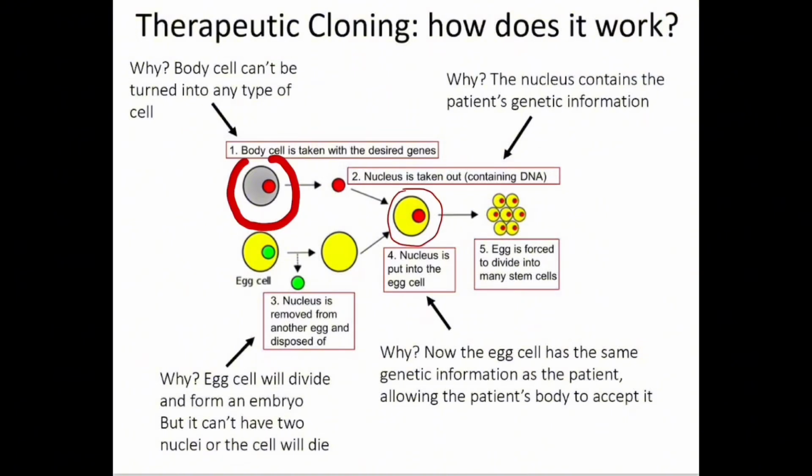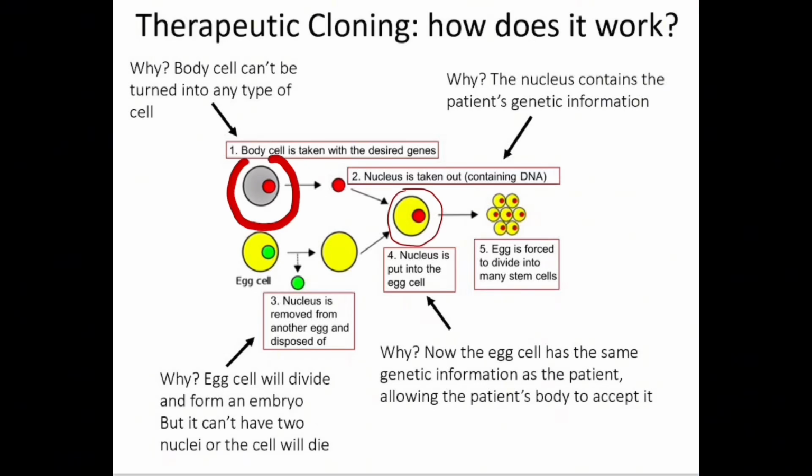Now, why the body cell? Because the body cell can be turned into any type of cell. Why? The nucleus contains the patient's genetic information. Why the egg cell? The egg cell will divide and form an embryo, but it can't have 2 nuclei or the cell will die. And then why? Now the egg cell has the same genetic information as the patient, allowing the patient's body to accept it. And this is how therapeutic cloning works.